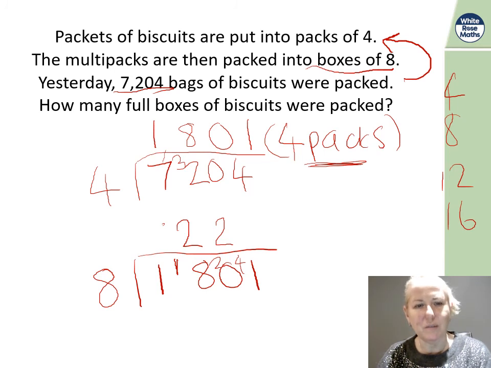I know it's in the 5 times 8, so it's 5. 5 8s are 40, and I've got 41, so it's a remainder of 1. So it's going to be 1 4-pack left over.